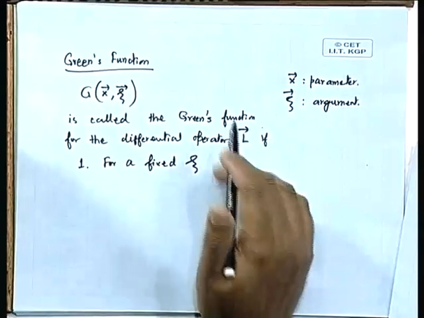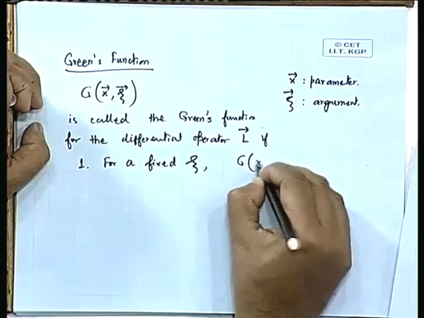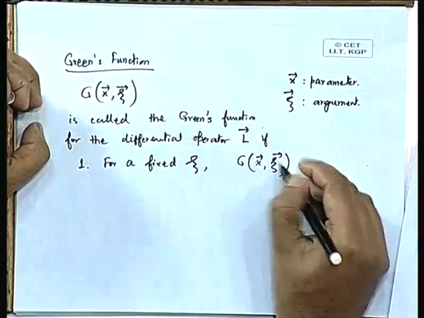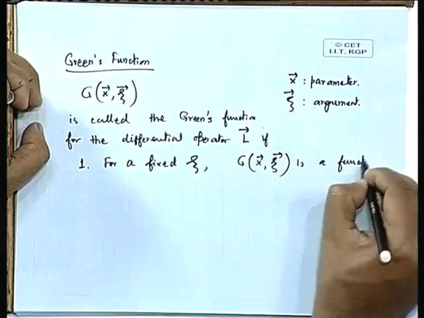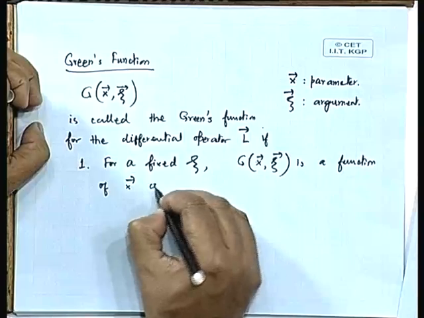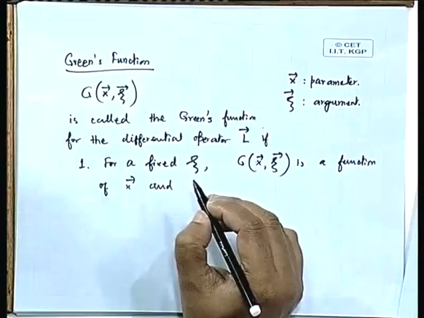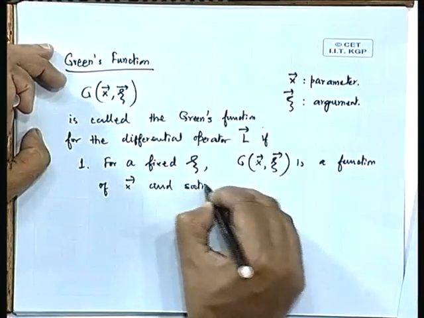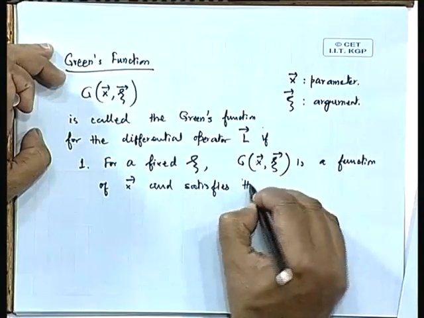So, the first condition is that for a fixed zeta, g of x comma zeta, that's our Green's function that we are considering, is a function of x. Definitely it has to be a function of x vector, and it has to satisfy the prescribed boundary conditions that are specified.